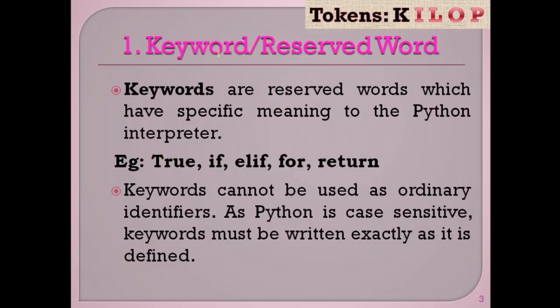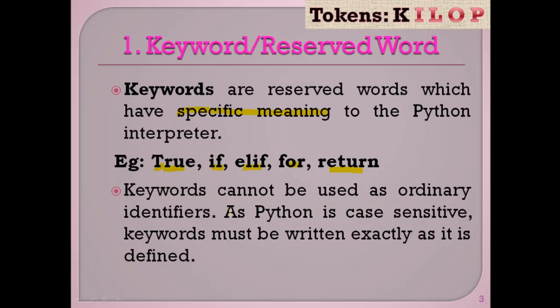The first one is keywords or reserved words. Keywords are the reserved words which have specific meaning to the Python interpreter. Words which have specific meaning that is defined in the interpreter are called keywords. Some examples are True, capital letter T, if, elif, for, return. All these keywords are case sensitive.